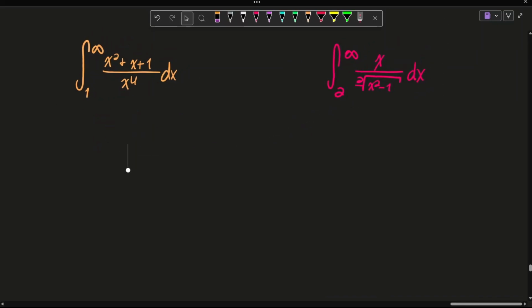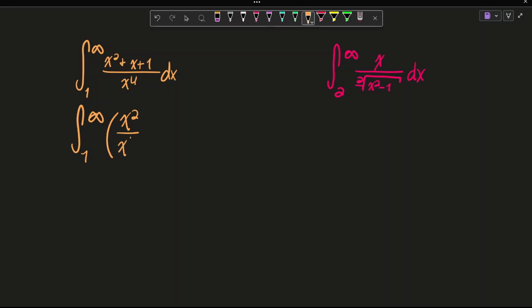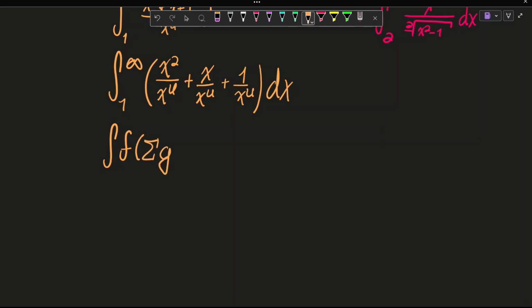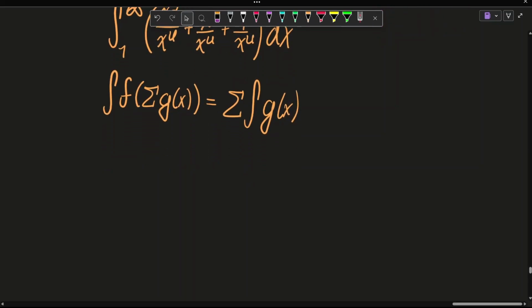Okay. For ones like this, these are the easiest, most amazing integrals you can get, because they're using a basic law where this can be rewritten as x squared over x to the 4 plus x over x to the 4 plus 1 over x to the 4. And the integral of a sum of functions is the sum of the integrals of each function. I don't know if that's the way to write it, but just so we know that's that.